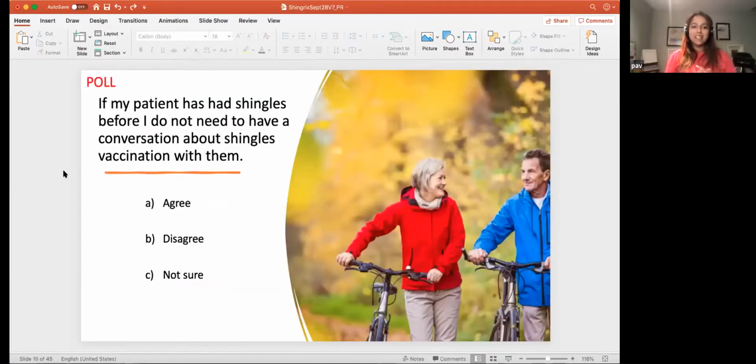So I think we already did the poll for this, but we'll ask the question anyway. If my patient has had shingles already, I don't need to have a conversation about shingles vaccine with them. I'm wondering if many of you agree, disagree, or aren't sure on this concept. Do you feel like if someone's had shingles, they're aware, they'll know that they need the vaccine, or have decided they don't need the vaccine, or they feel like it's just not going to happen again for them, so they're going to leave it be? Do we have poll results for this?